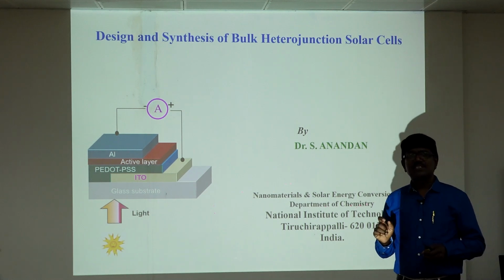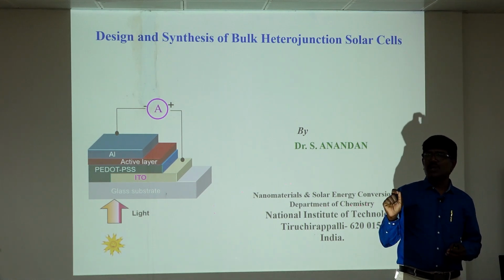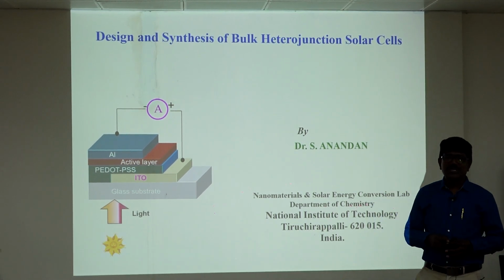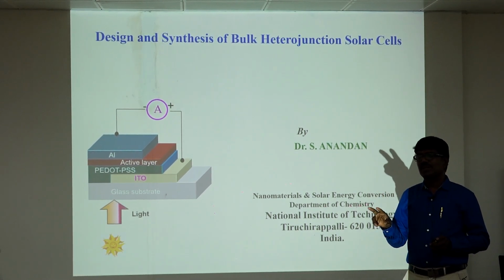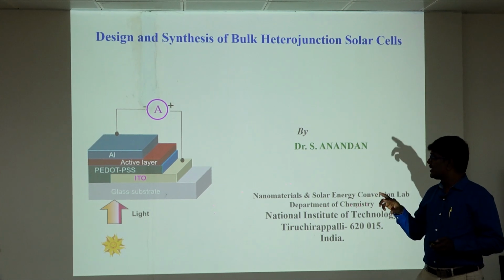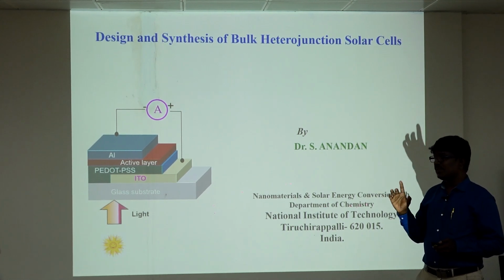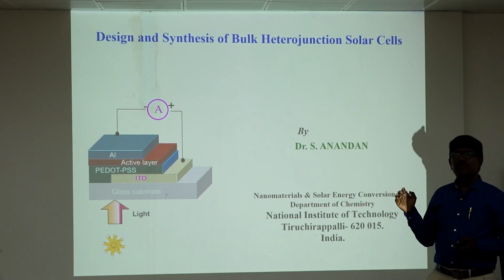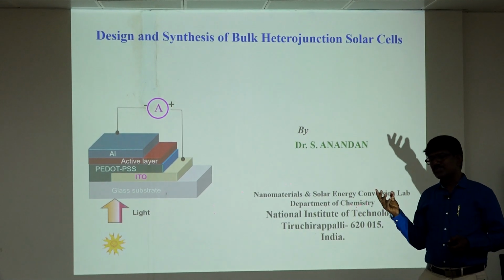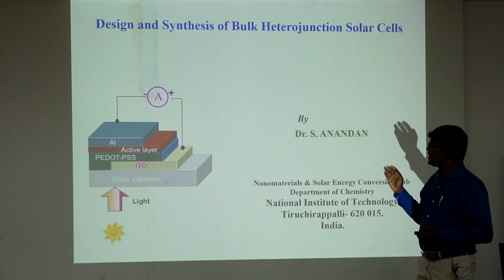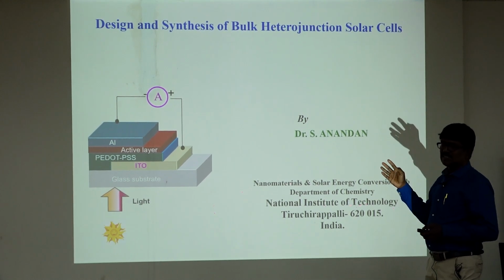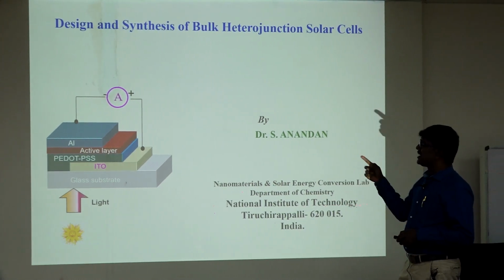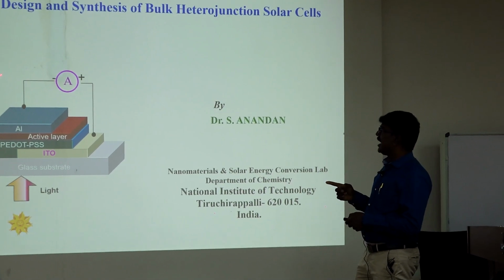The active layer consists of two things. One is called electron donor polymer, the other is called electron acceptor polymer. Based on the requirements they can change the active layer conditions, and over that they coat aluminum. People use gold, but gold is very expensive, so they can sputter aluminum over it and make a solar cell. So this is a solar cell where we can convert light into electricity. We apply light energy and get electricity.